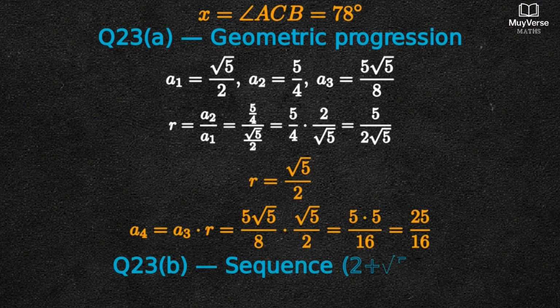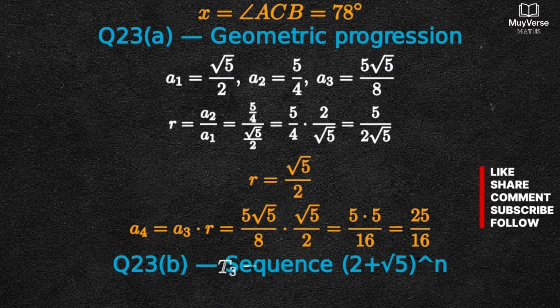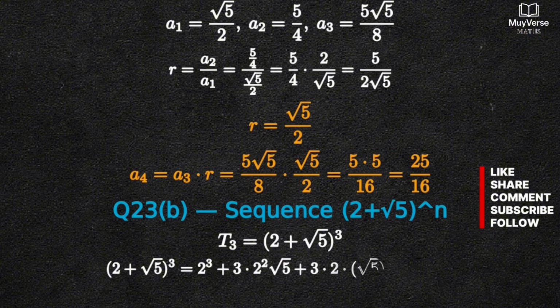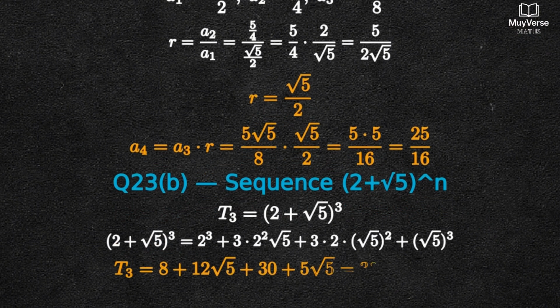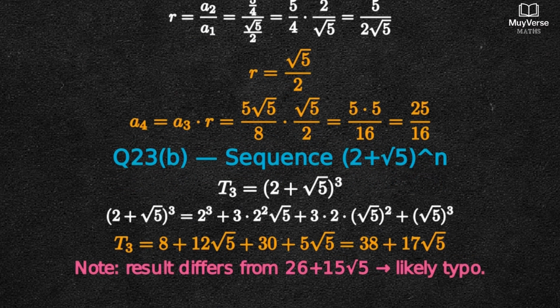Question 23 Part B. The nth term is (2 plus root 5) to the power n. Show that the third term is 26 plus 15 root 5. Compute t sub 3 directly. Use the binomial expansion, (a plus b) cubed. Collect like terms. Our exact computation gives 38 plus 17 root 5, which does not match the printed target. This suggests a likely typo in the question text.